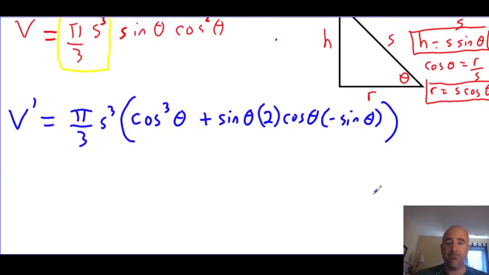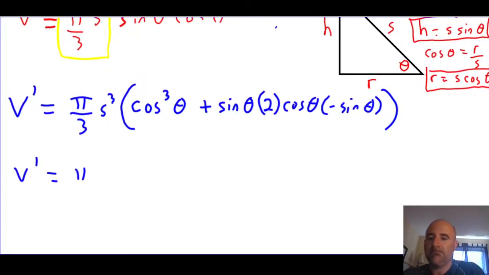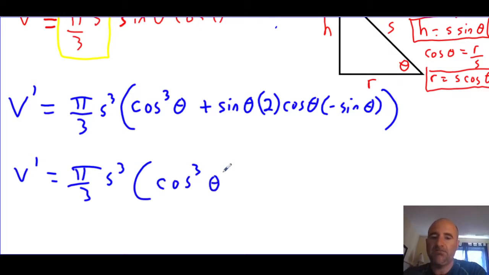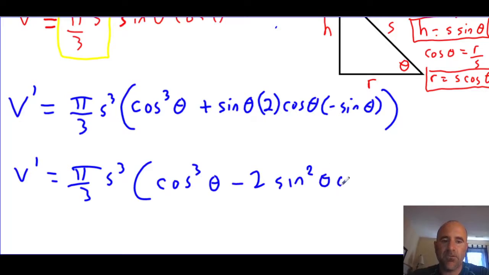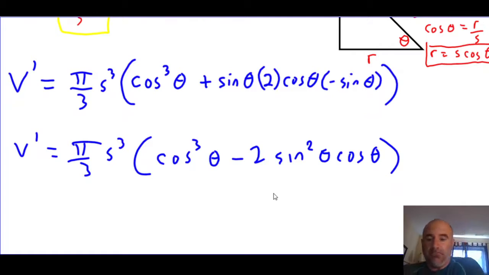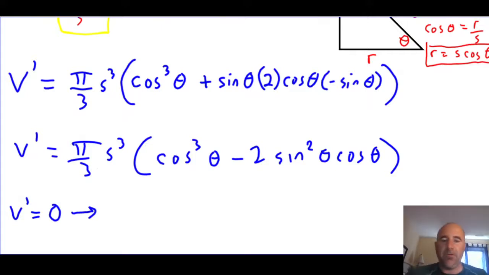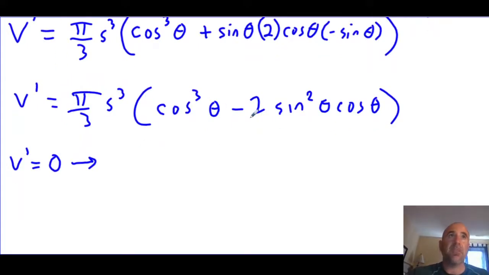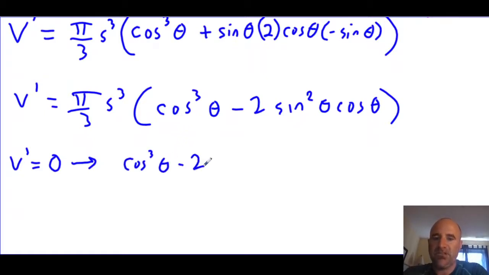And there we have it right there. I'm going to clean that up a bit. And I get cos cubed theta minus 2 sine squared theta cos theta. We're looking for critical points. So V prime equaling 0 is going to happen when all this stuff is equal to 0, since the constant can't be 0. So when is cos cubed theta minus 2 sine squared theta cos theta equal to 0?